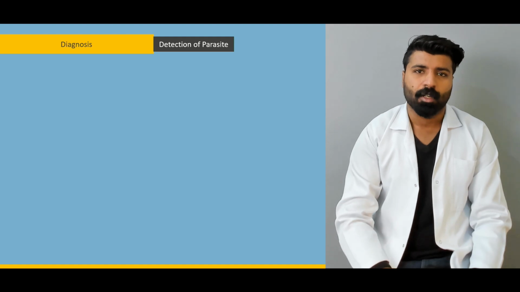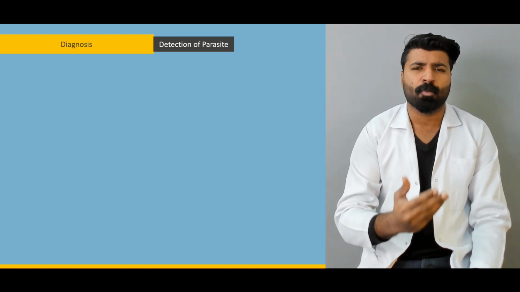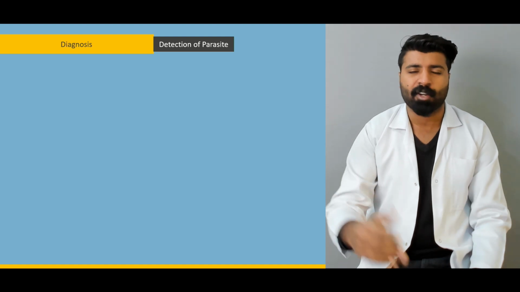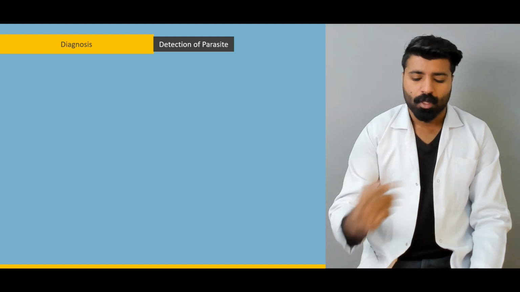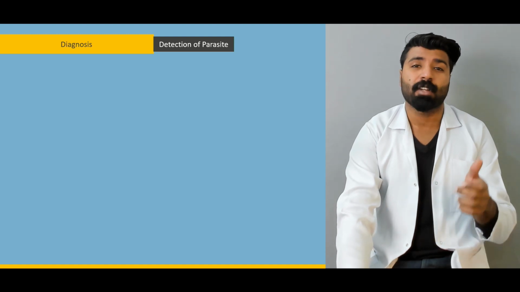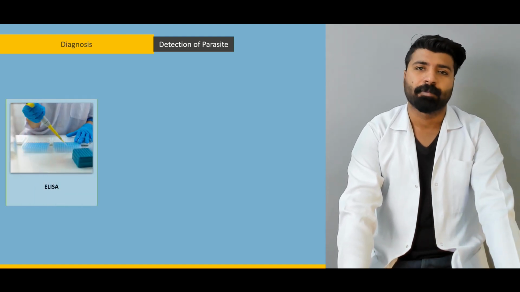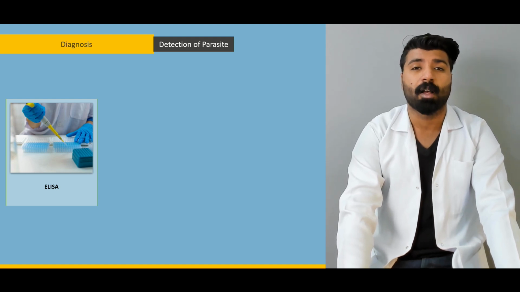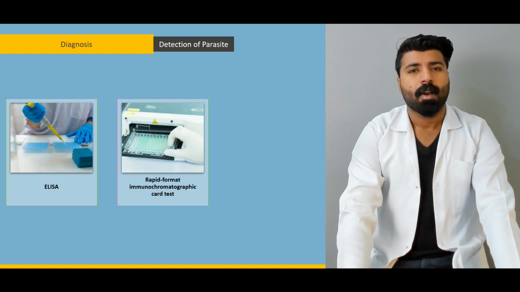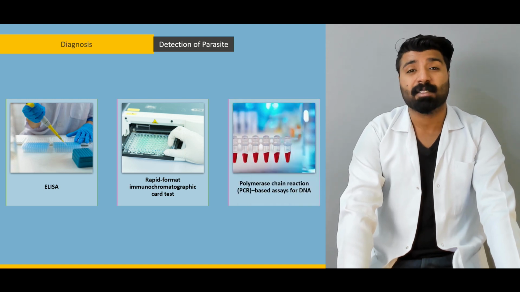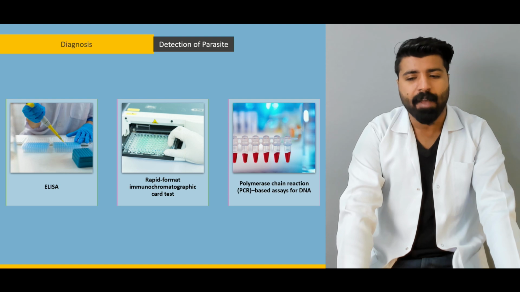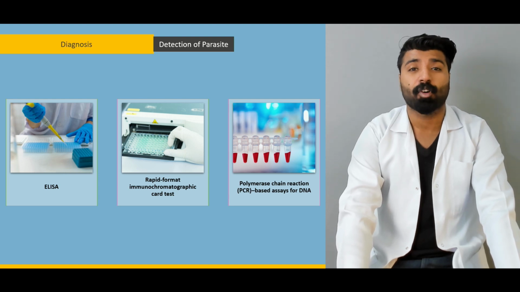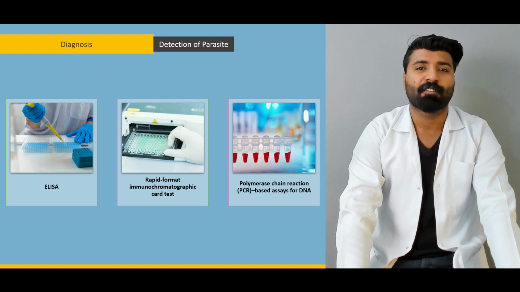You don't jump to diagnostic modalities without asking for history. Because if the patient has not been subjected to a mosquito, why are you going to go for those diagnostic modalities? So once you've done history, once you've done examination, next on you'll go for ELISA, which will confirm the presence of this microfilaria. Next on, a rapid format immunochromatographic card test will be carried out. And what's the most important diagnostic modality we have? That's PCR, which is for DNA. You'll go for PCR, that will confirm your diagnosis.